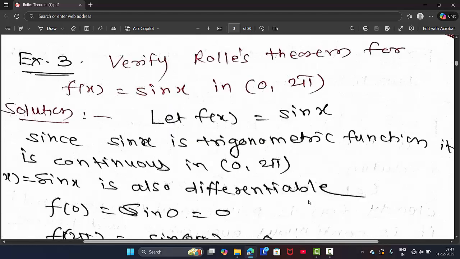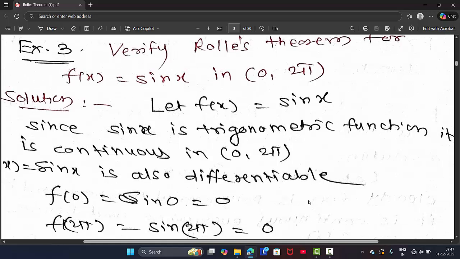Third problem is: verify Rolle's theorem for f(x) equals sin x in 0 to 2 pi. We shall consider f(x) equals sin x. Sin x is a trigonometric function and it is continuous in 0 to 2 pi. F(x) equals sin x is also a differentiable function because the derivative of sin x, which is cos x, exists.